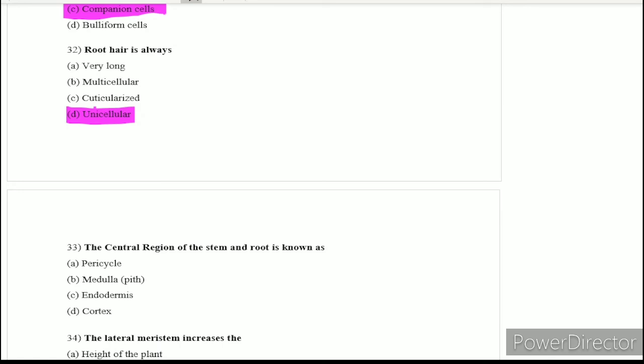The central region of the stem and root is known as. So the central region is occupied by the parenchymal cells, which is called pith. Okay. So option A, pericycle. Option B, medulla or pith. Option C, endodermis. And option D is cortex. So the correct answer is option B, medulla or pith.